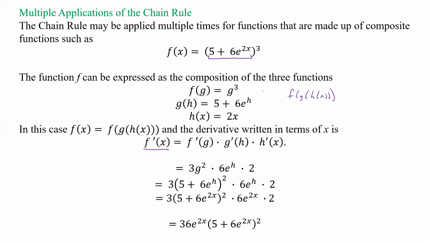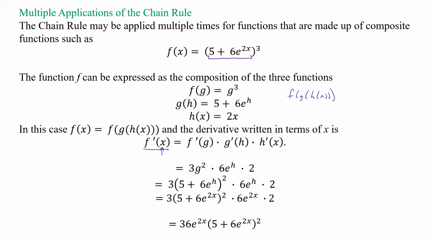All right, so when we do that, that's going to be 3g squared. So that's what we have here. This is going to be 6e^h, because e^h doesn't change, so that's 6e^h. This is a 1, so that's just going to become 2. And so now that's what it looks like. But we want it in terms of x, so we have to get rid of the g and the h.